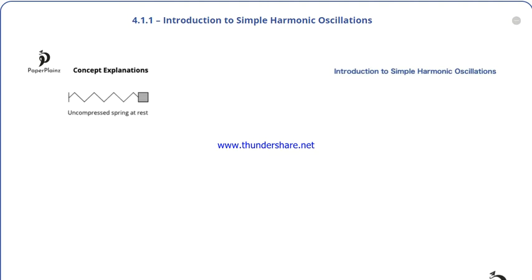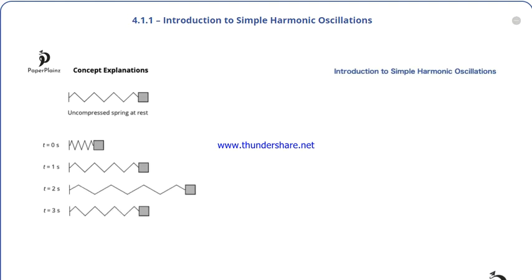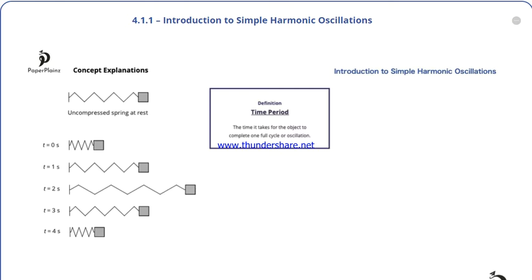We said that when we start our timer, so at t equals 0 seconds, the spring is fully compressed. As time passes, this is what we see after 1 second, after 2 seconds, 3 seconds, and 4 seconds. So for this particular object and spring, it takes 4 seconds to complete a full cycle or oscillation. The time it takes for the object to complete one full cycle or oscillation is called time period.